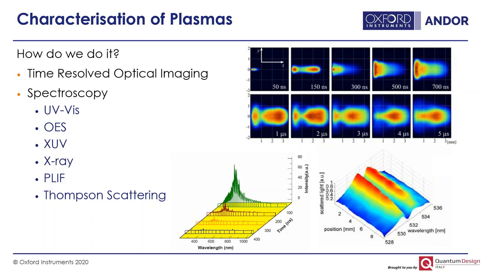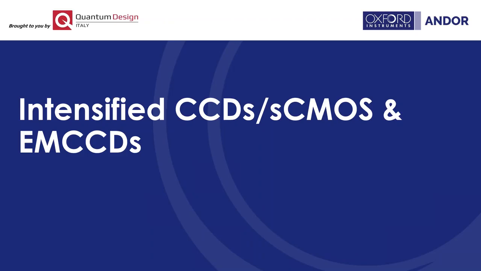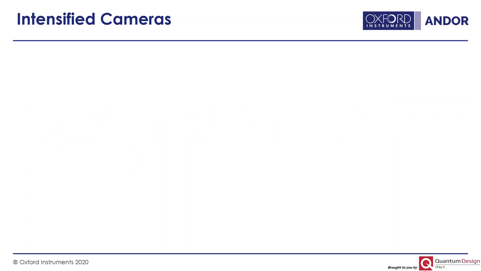So in particular today, what I want to focus on is two main tools that we use when looking at plasmas. And those are intensified CCD or CMOS cameras, or EMCCDs. Not necessarily knowing exactly how much everyone knows about intensified cameras, I'll just give a quick overview just to make sure we're all familiar with these and how they work.